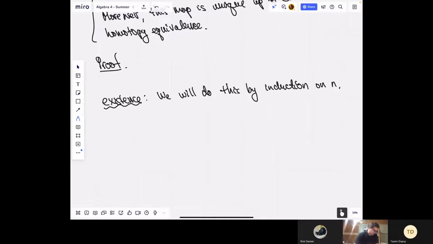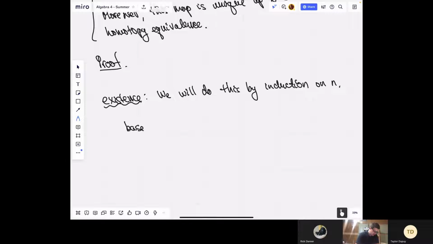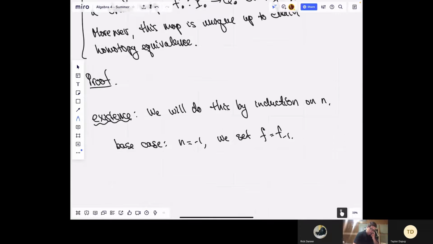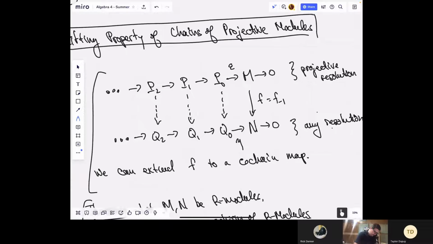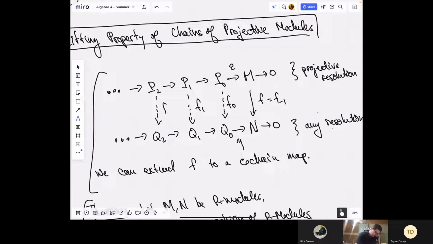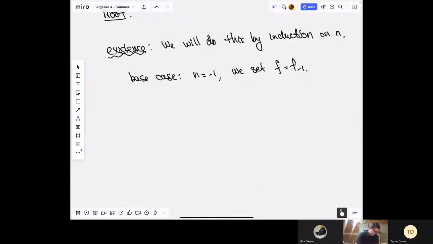Okay, and so the base case is the case n is equal to -1, where we set the original map f to be f minus 1. Okay, so we're going to call this map here f minus 1. Okay, and then the other maps are going to be f0, f1, f2, and so on. And so what we're going to do is suppose that they exist up to a certain point, and then show the next one exists. So let's do the inductive step.